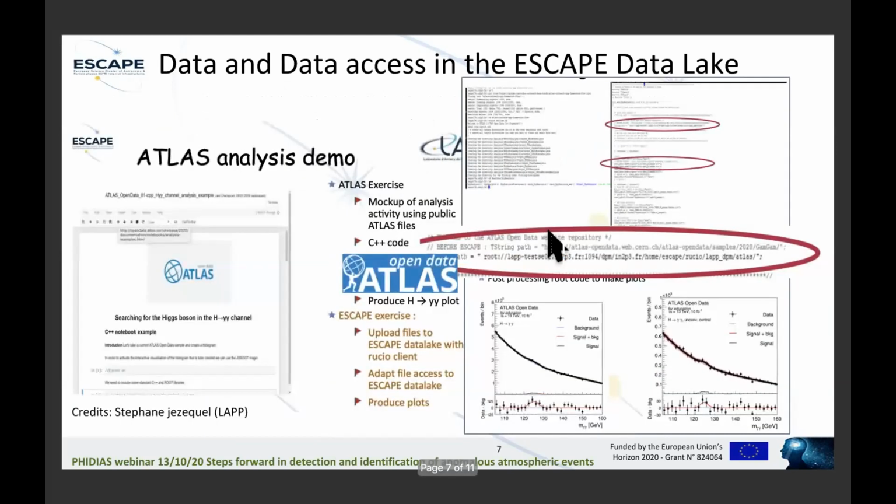Just to show very quickly that these experiments are starting to ingest data in the data lake, and some of them are even reproducing analyses. I would like to shortly show this demonstrator that was presented, I think, about a month ago, where the ATLAS people managed to reproduce a Nobel Prize winning analysis, which is the discovery of the Higgs.